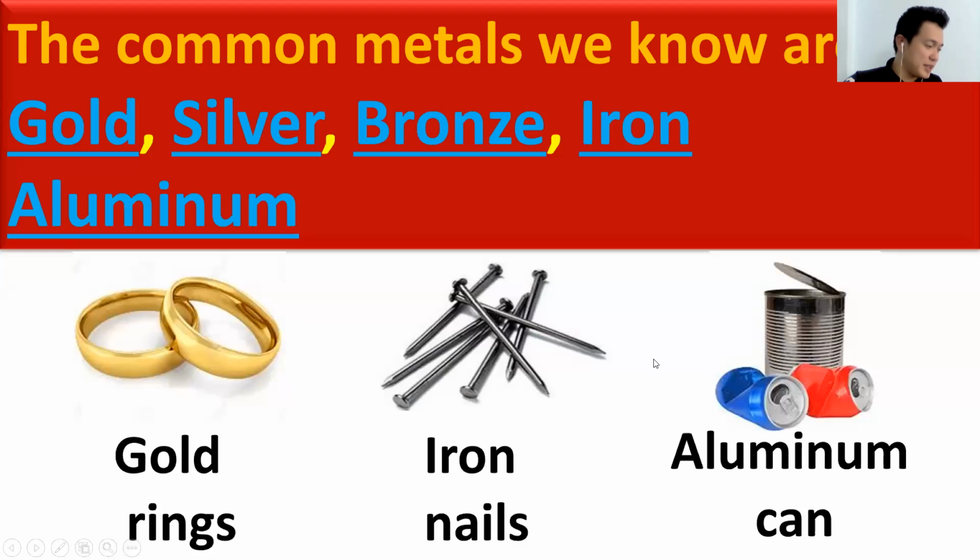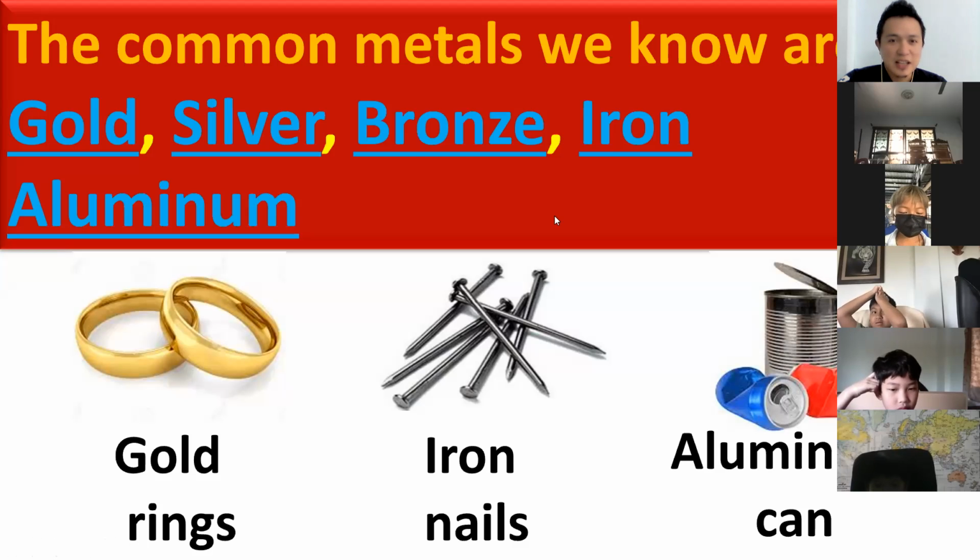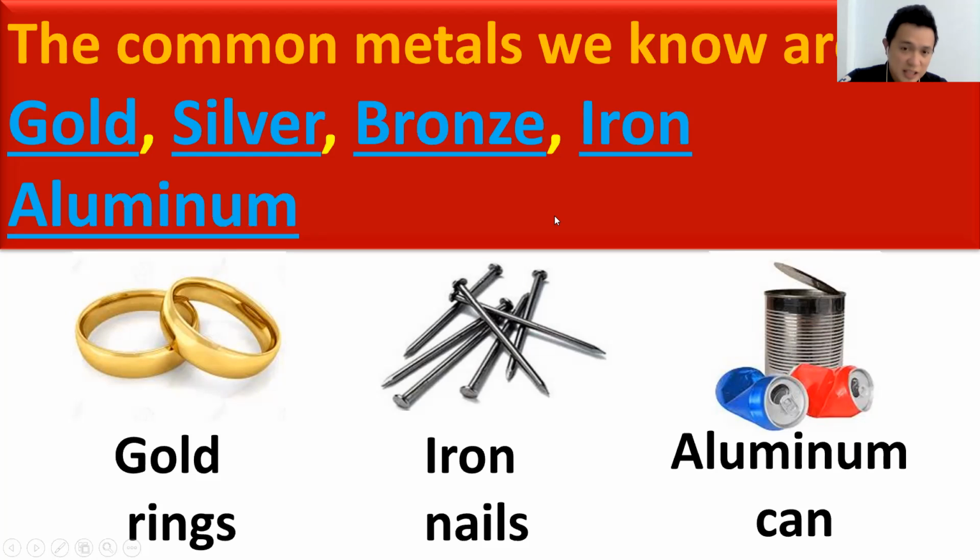The common metal that we see every day, there are many kinds of metals. The common metals that we know are gold, silver, bronze, iron, aluminum. Now, can you name a few objects that are usually made of metal? We have gold rings, iron nails, aluminum cans, and so on. Those are things made of metals.